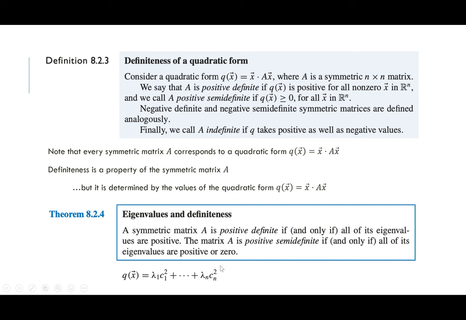And for positive semi-definite, if one of these eigenvalues is zero, then you can let the coordinate attached to that be non-zero and everything else be zero, and your function will be zero for some non-zero x, but it's never going to be negative. And if you're wondering, there is a corresponding theorem for negative definite and negative semi-definite, which we're not going to bother to state.